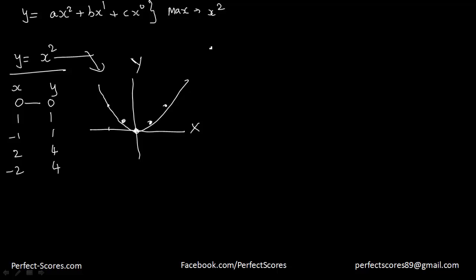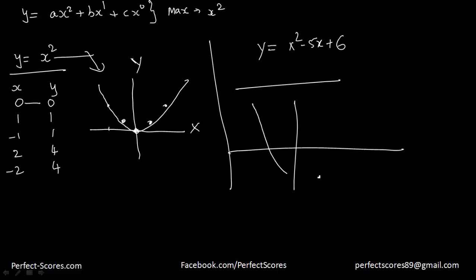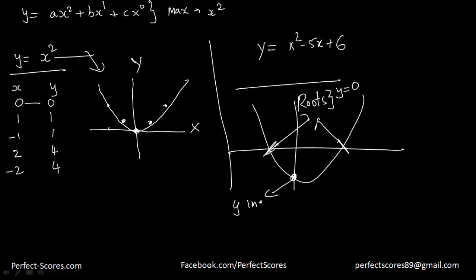However, many other quadratic functions, let's suppose y = x squared minus 5x plus 6, are going to cut the x-axis at two different points. These two points are known as the roots of the function. The roots are the values of x where y is equal to 0. This point over here is known as the y-intercept of the function, which is where x is equal to 0.